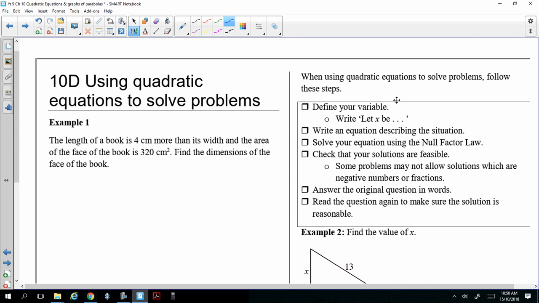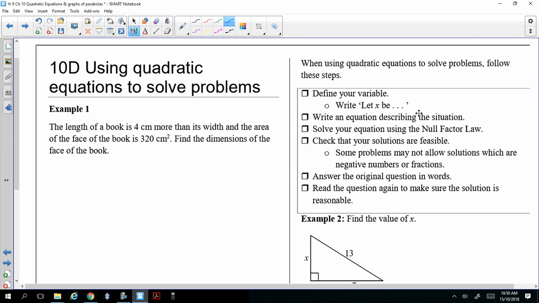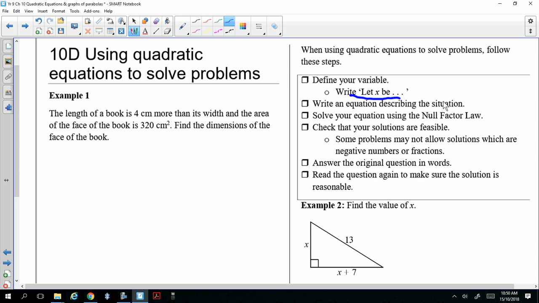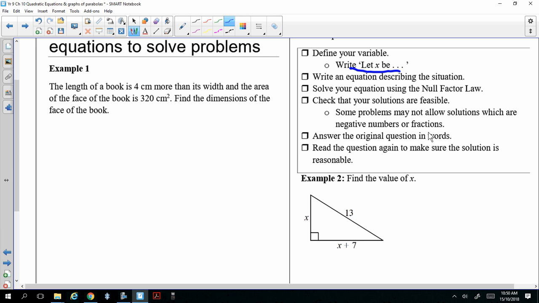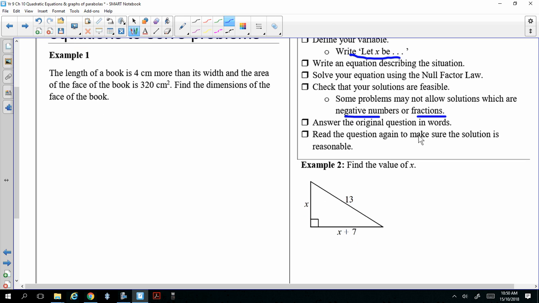All right. So how do we solve a problem? The first step is to let x be something, write an equation describing the situation, then solve the equation using the null factor law, then check your answers are correct. Any negative answers or fractions may not be allowed in the solution. Answer the original question in words, and read the question again, making sure the solution is reasonable.